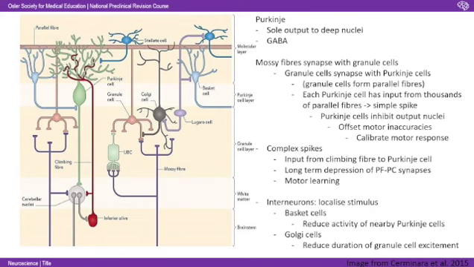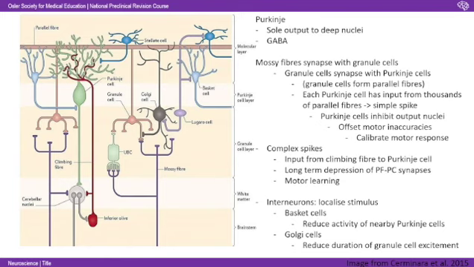They're your big thing to focus on, because they are the sole output to the deep nuclei of the cerebellum. They're GABAergic, so this is an inhibitory output to the deep nuclei. Everything else links in one way or another to these Purkinje cells. The simple routine is we have these mossy fibers, which you can see in bluey purple on the right of the diagram, which synapse with granule cells, and then those granule cells synapse with Purkinje cells, and they do so via parallel fibers.